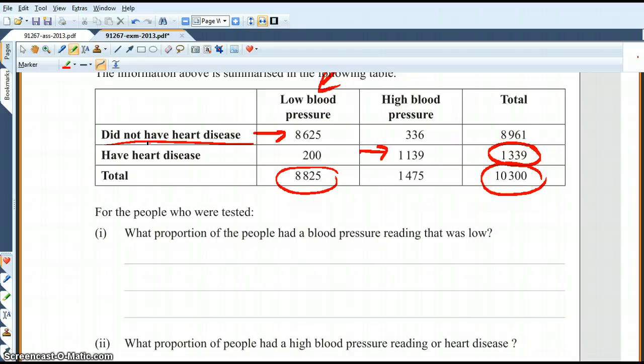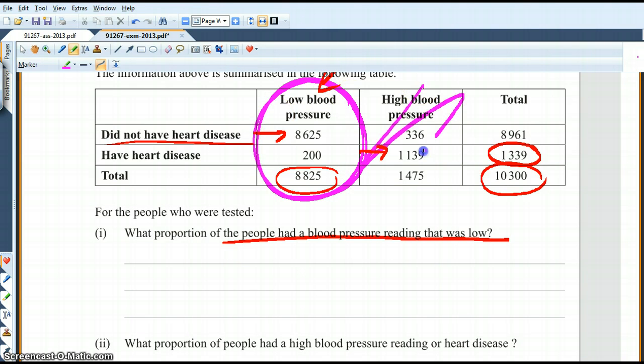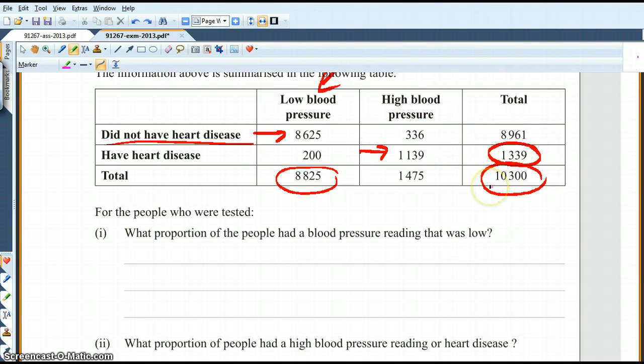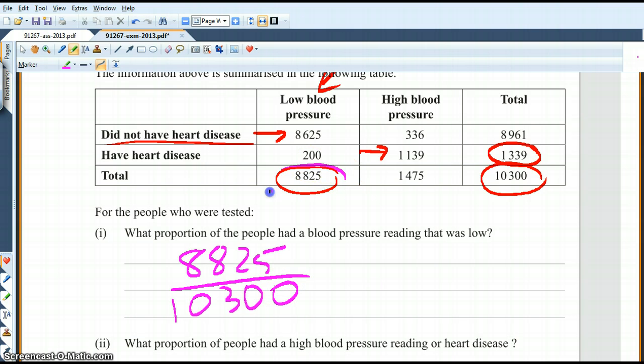For the people who were tested, what proportion of the people had a blood pressure reading that was low? What that means is only these people. Reduced sample space. We don't care about those people. So we've got the 8,825 had low out of the 10,300. So we've got this many out of that many, because this many has low.